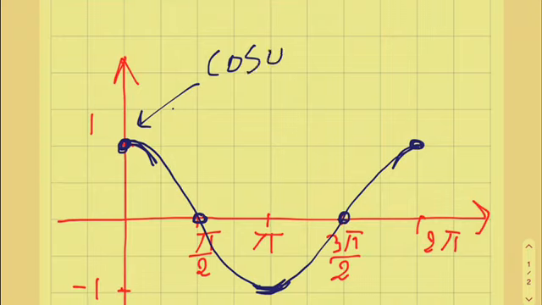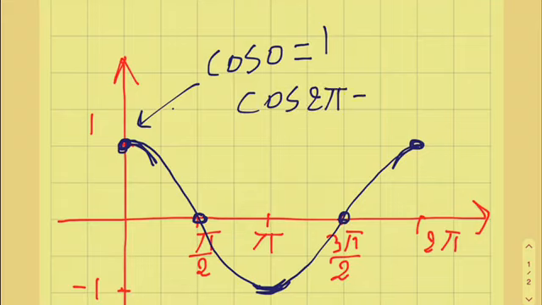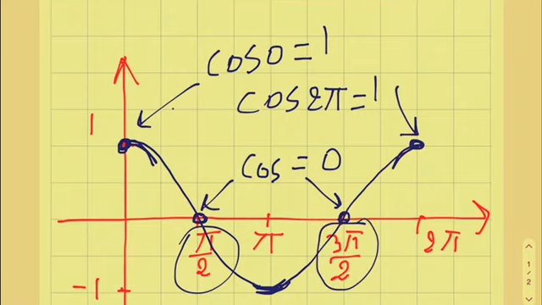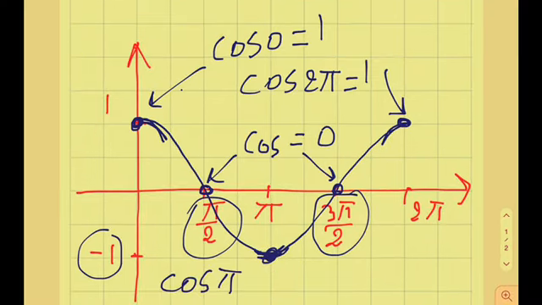Remember, cosine 0 is 1. That's why we get this point (0, 1). Also, cosine 2 pi equals 1. That's why we get the second point at the end of the period. Okay, and then at 3 pi over 2 and pi over 2, the cosine is 0. So this is the intersection with the x-axis, and the minimum is -1 when x equals pi. The angle is pi. Cosine pi equals -1.